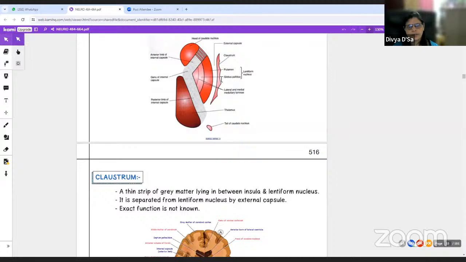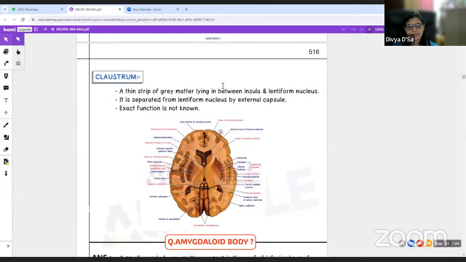Okay. It is separated from the lentiform nucleus by the external capsule. And the function of this is not known. Okay, it's not exactly known what its function is.